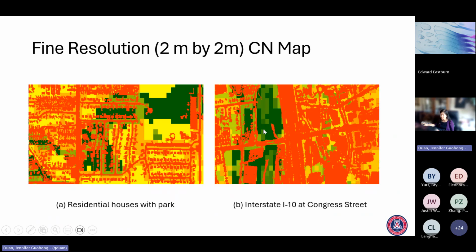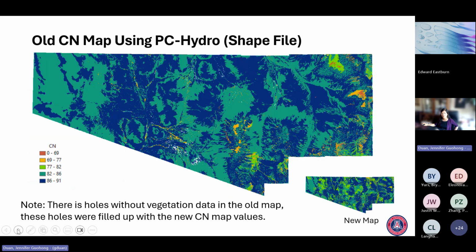But in the past, we didn't have this type of tool available. Right now, this is available at 2 meter by 2 meter. If you want to make 100 rain gardens in downtown Tucson, you can change this map. And you can change the curve number, and do a new runoff calculation using a HEC-HMS model.